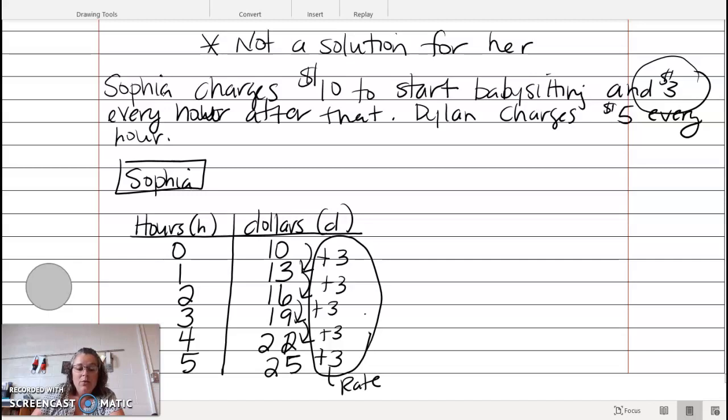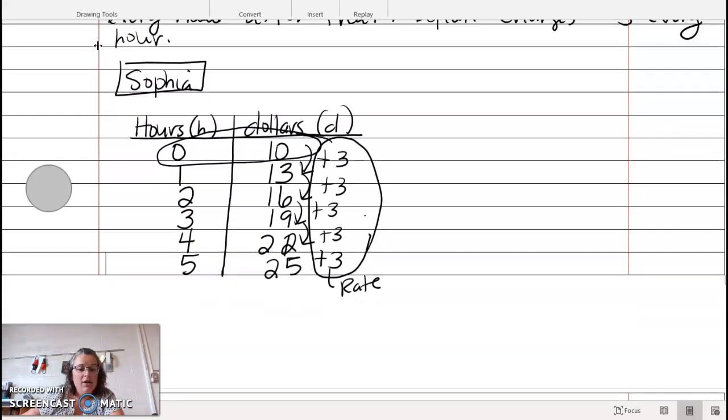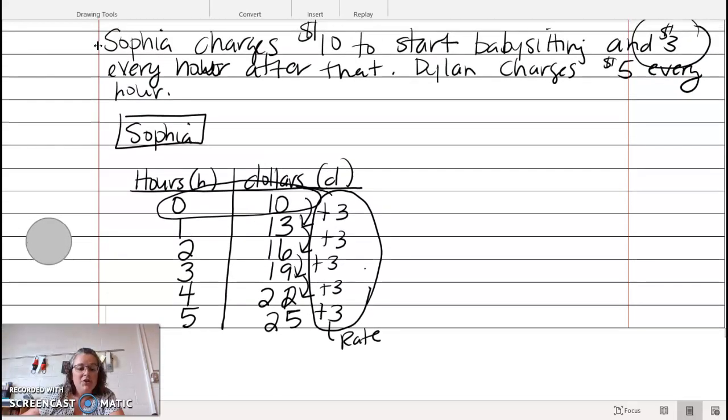And then we also needed to know what did she start with? Well, she started with $10. Here at hour 0, she started with 10. So we should be able to get a little bit of information about her.